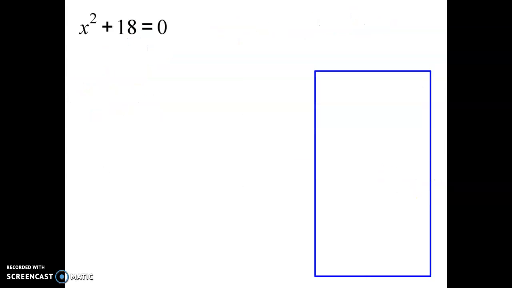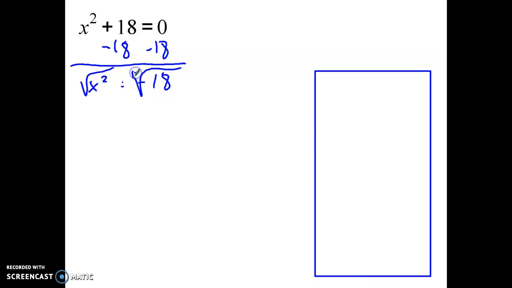All right, let's look at this one, x squared plus 18. Well, I'm in the same situation. I do not have an x term right here. If I try to do a 0x, because 18 is not a perfect square number, it won't factor in the integers. So let's use our square root idea to solve this one. I'll subtract 18 from both sides to isolate the x squared.